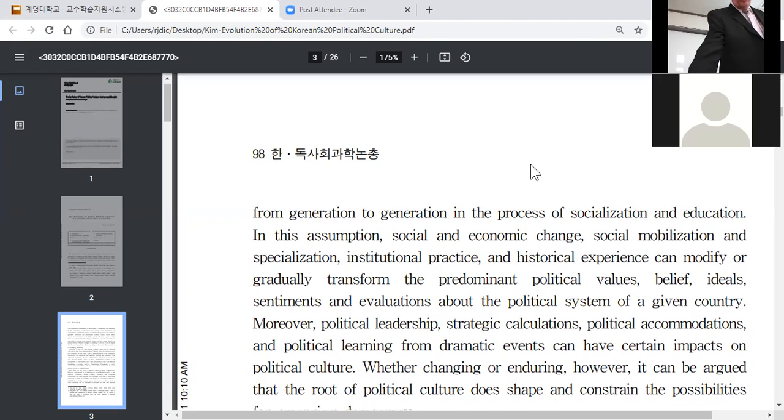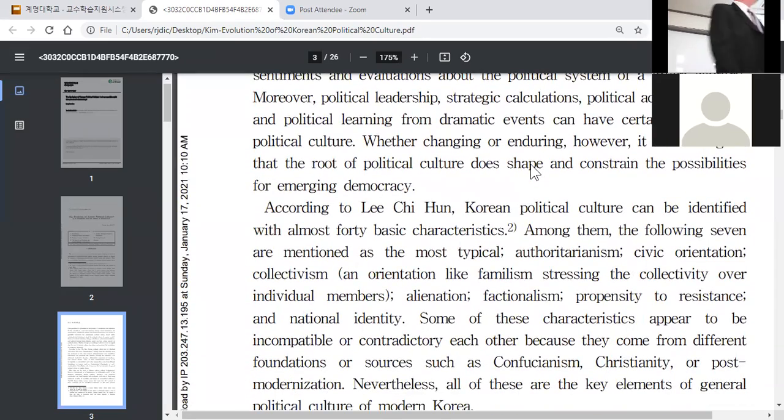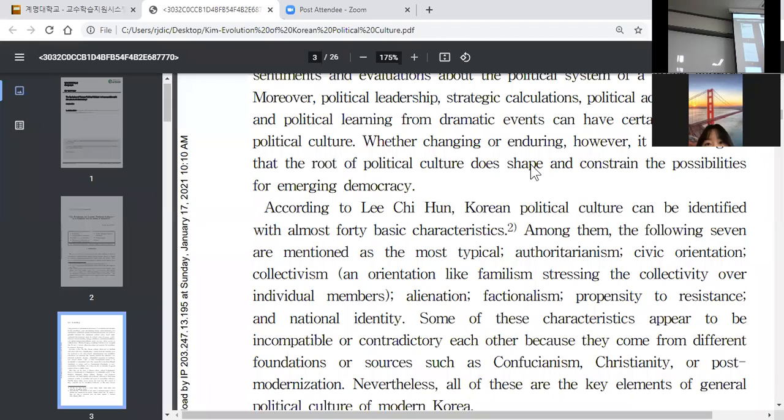A little bit lower on this page, he quotes other people. According to Lee, one Korean scholar said that Korean political culture can be identified with almost 40 basic characteristics. Okay, that's crazy. If you have 40 characteristics, you have none. It's a mess. It's confusing. So this scholar, Kim, said, well, there's seven that are actually important. Let's talk about seven key points or most typical characteristics in Korea.